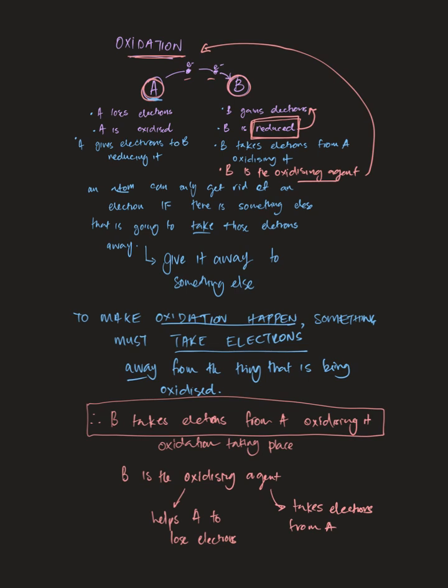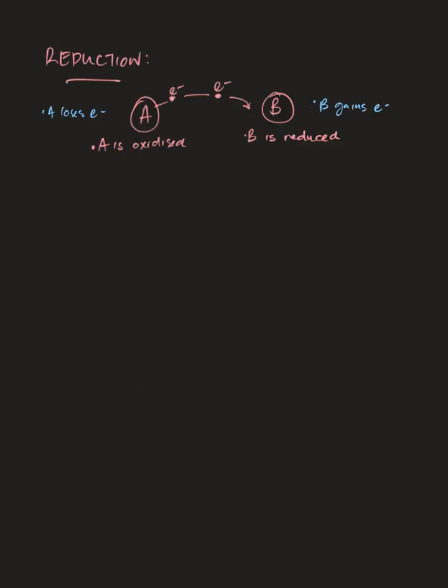reducing agent? Now let's have a look at the next one, which is reduction. With the reduction, I've got my same setup. I know that A loses electrons, B gains electrons, which means A is oxidized and B is reduced. And in our diagram, we have this B that's gaining some electrons. But remember, I'll just move a bit down. You cannot gain, or rather we can say create, matter.